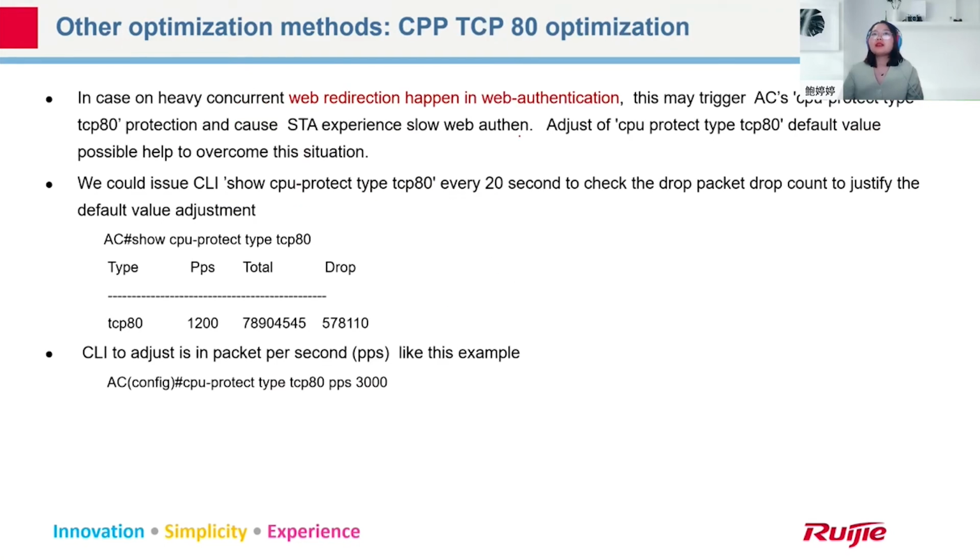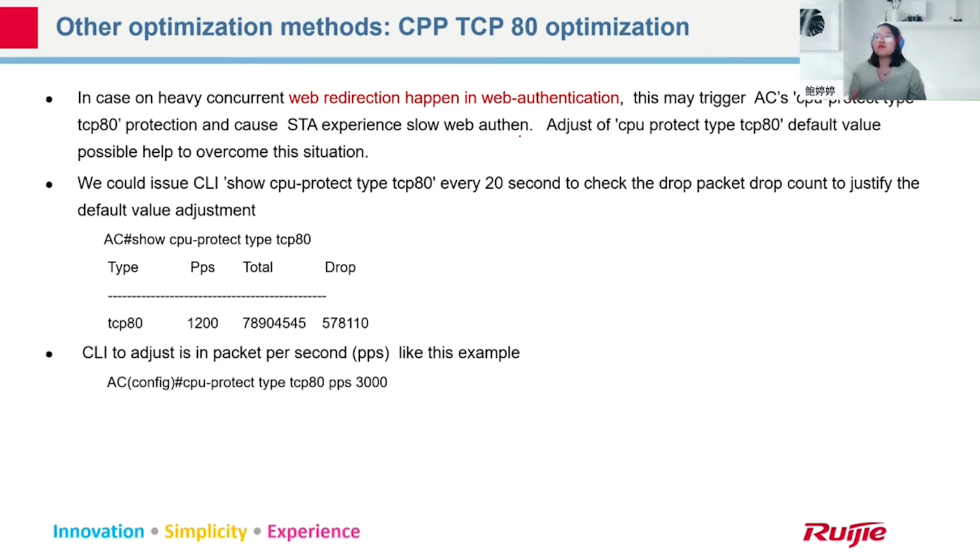And another one is the CPCAR TCP optimization. This one is specially used in web authentication. In your network, if you have deployed web authentication, after the station connects with the AP and gets the resources, we also have to establish the web connection. And the web uses a TCP connection and the port is 80.